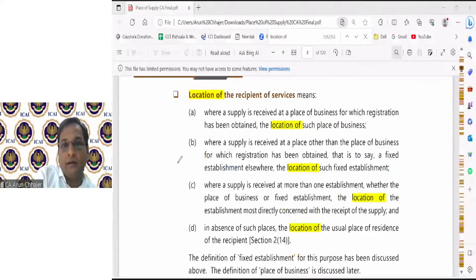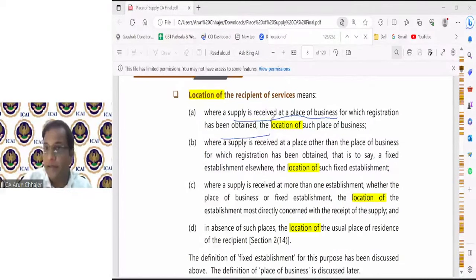Where the supply is received at a place of business for which registration has been obtained. So I am an unregistered party. I have not taken the registration. If I am registered, then the place of business where I have taken the service would be the location of recipient.